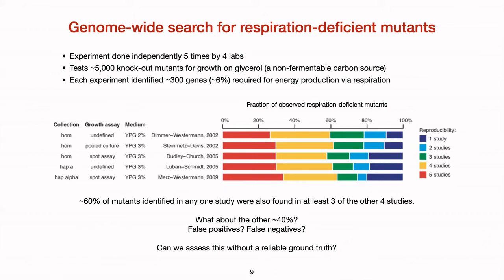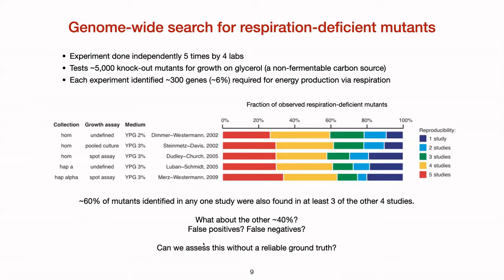Are they false positives in each individual screen? Or are they false negatives in the screens that they did not appear? And most importantly, how can we answer this question when we don't have a reliable ground truth? And we don't have one because these screens were supposed to be the ground truth.